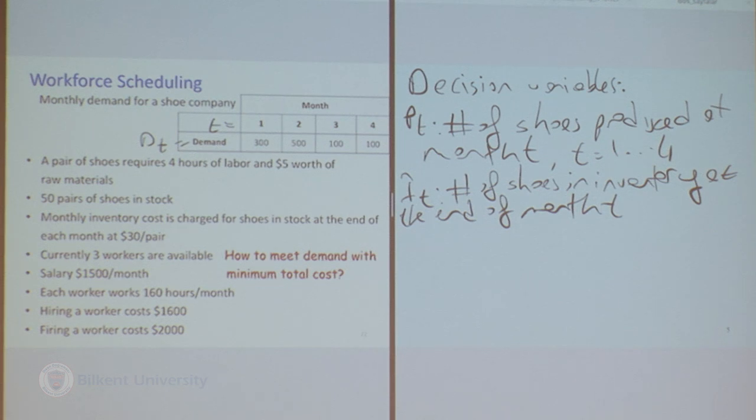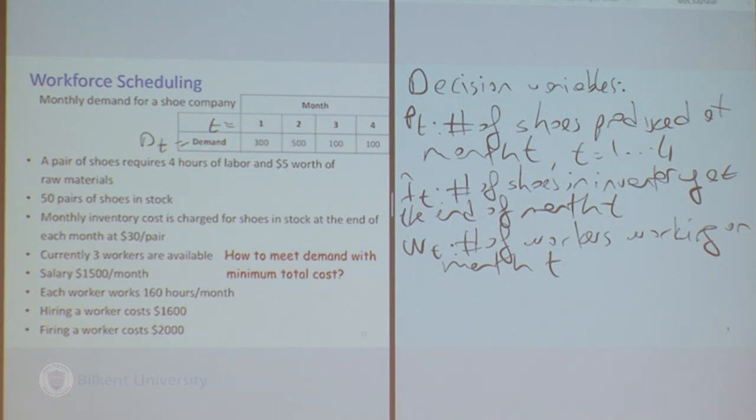What else do I have? I need to know my number of workers. Currently, there are 3, but I can hire and fire them, so I need to know how many workers I have in each month. Number of workers working at month T, all right?